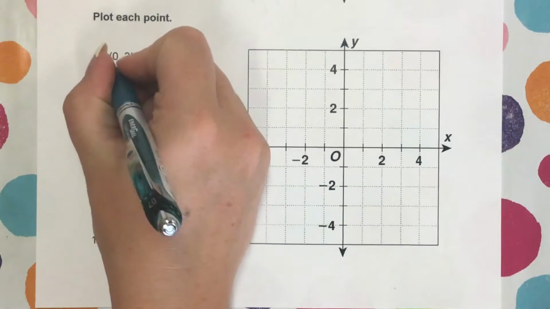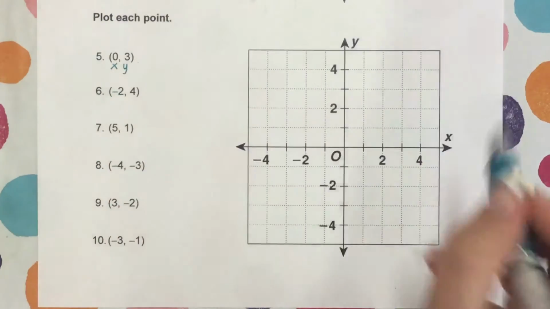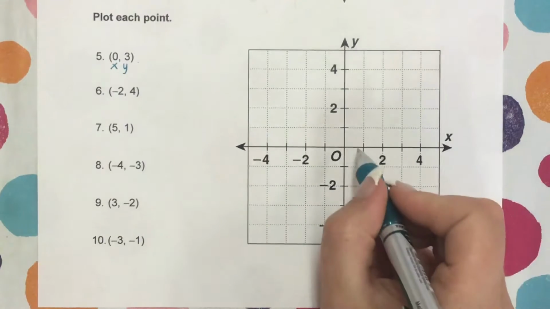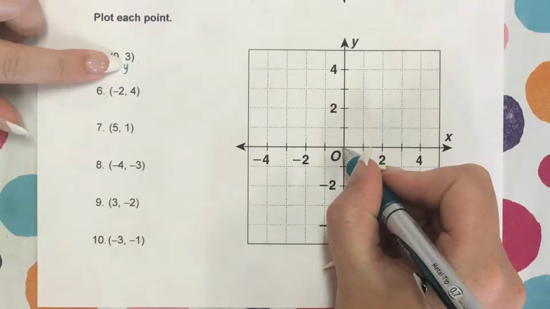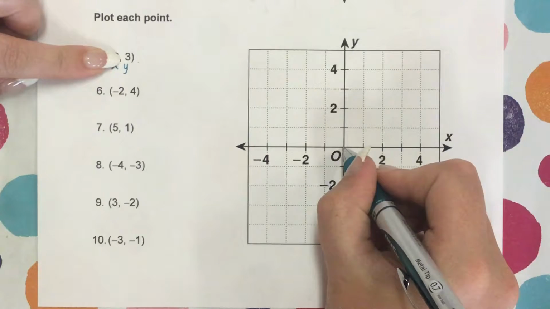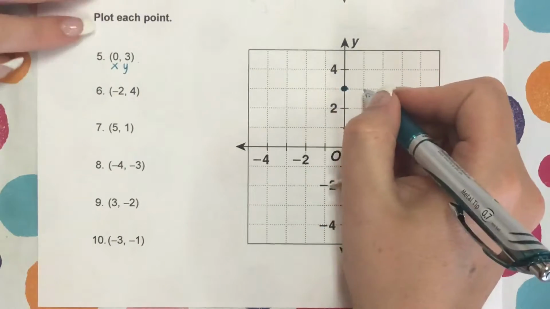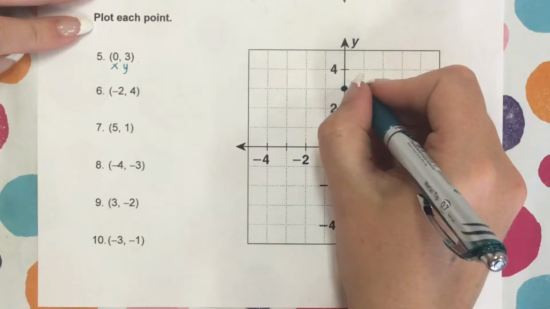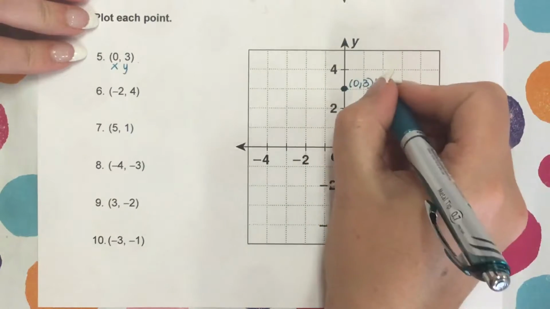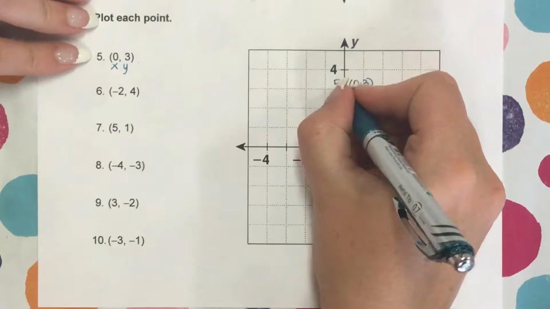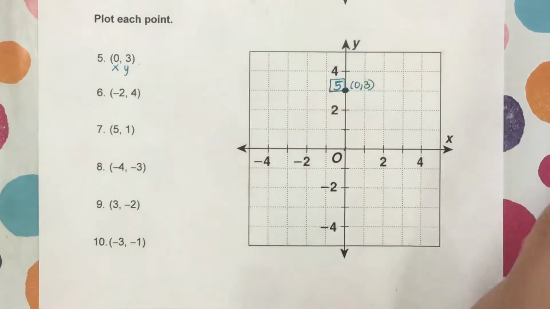So for 5, this is the X, this is the Y. Remember, it's an ordered pair. So the X part is 0. So that's on the X-axis. X being 0 is right here. This is when X is 0. And then the Y is 3, so it's positive, so we're going to go up in a positive direction. 1, 2, 3. So that ordered pair would be right here. This is 0, 3. There's not a letter, so let's just call it 5 for problem number 5. I'll put a little box around it.